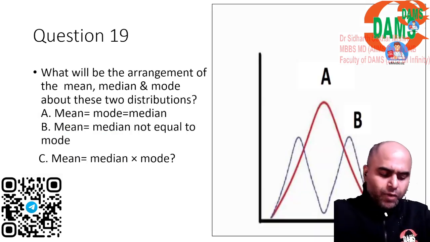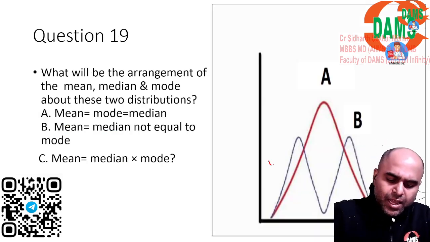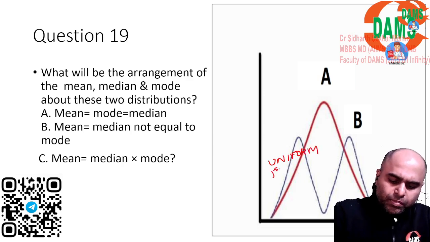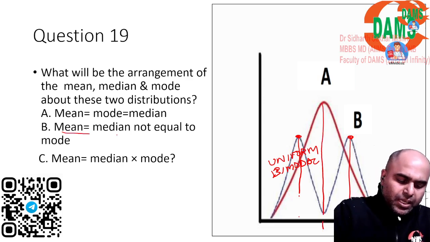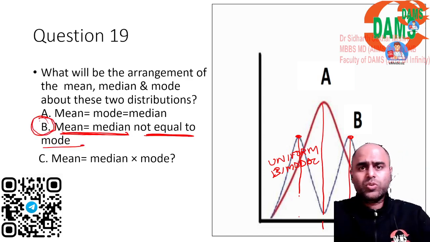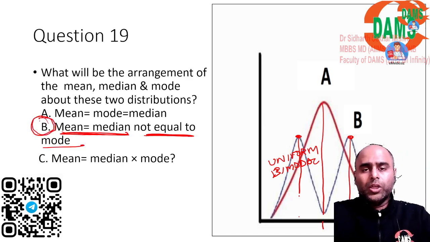This question, what will be the arrangement? This is a uniform bimodal. In a uniform bimodal, we know the modes are the same. They have two modes, but the central line over here is the mean and the median. So mean is equal to median, not equal to the mode. So the answer to this question was option number 2, uniform bimodal bathtub distribution.